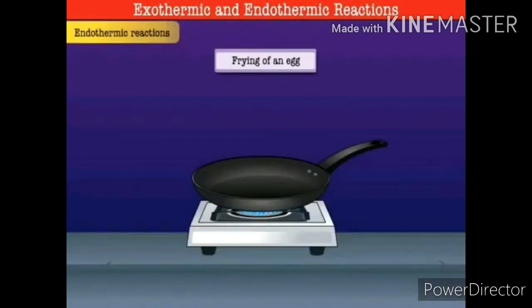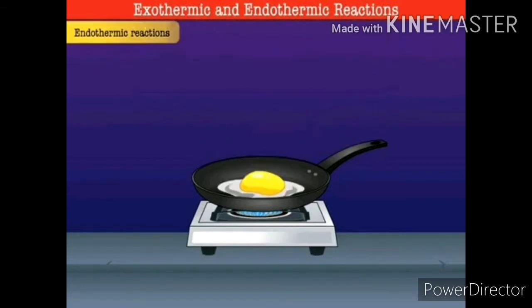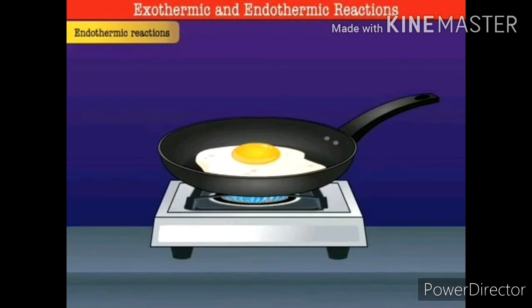Now, let us look at some endothermic reactions. As you know, these reactions absorb heat energy. Look at how an egg is fried on a pan. When we break an egg on a heated pan, heat is absorbed by the egg and the liquid parts turn solid. So, what type of reaction is this? Yes, it is an endothermic reaction because egg is absorbing heat to get cooked up.